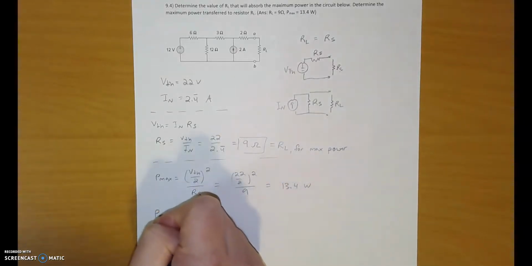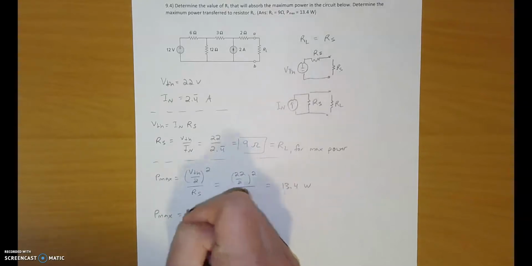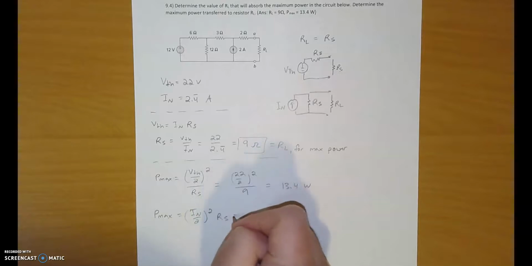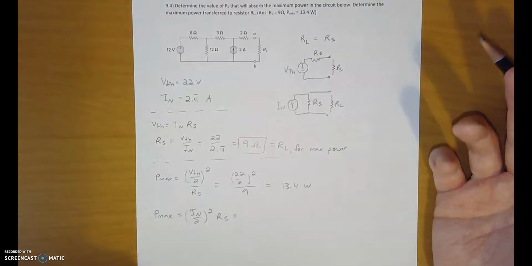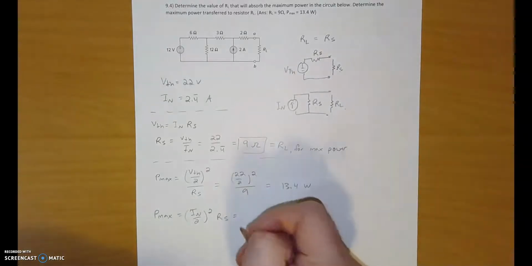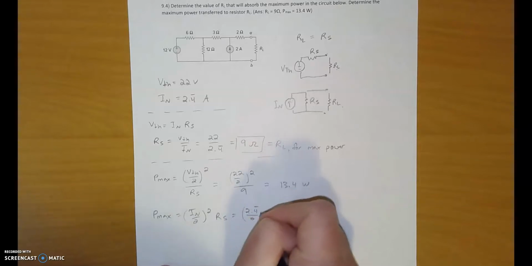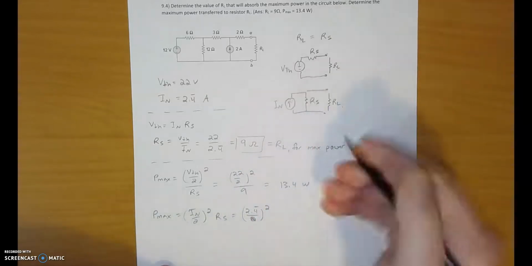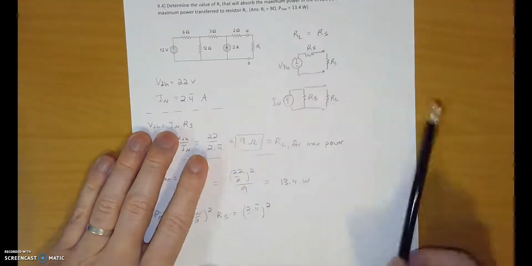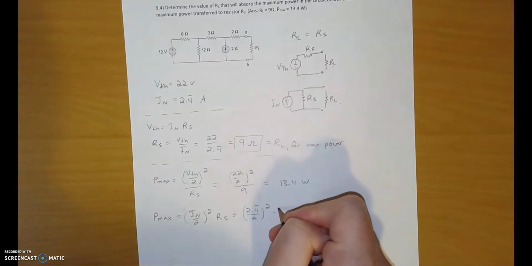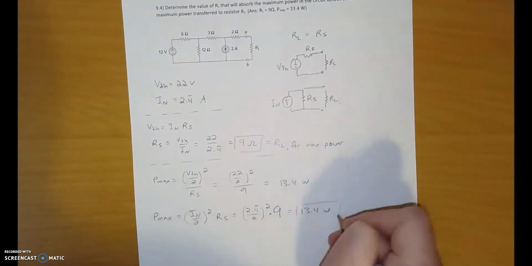If you do it with the Norton equivalent, you will get I Norton divided by 2 squared times RS. So again, the current's going to go here, and it's going to have the option to split between two resistors that happen to be the same size. So half will go through here, half will go through there. So we'll get 2.4 repeating divided by 2 squared. So we only want half of it, because only half of it goes through the load. And then we will multiply that by that 9 ohms. And again, you should get 13.4 watts after rounding.